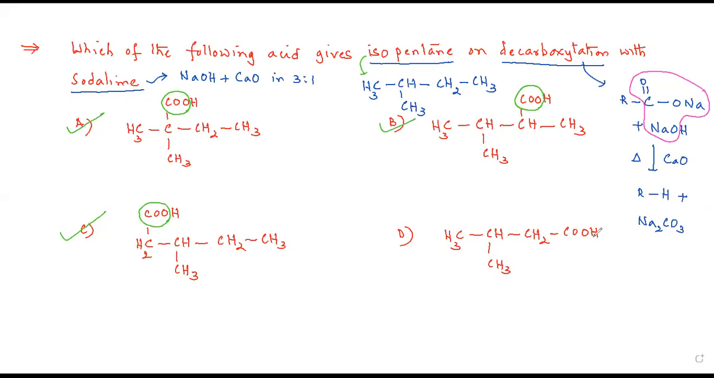And how about this? When you remove this, the thing that you are getting is not isopentane. The thing that you are going to get is isobutane. So this is wrong. And the final answer for this is A, B, and C. Hope this is clear.